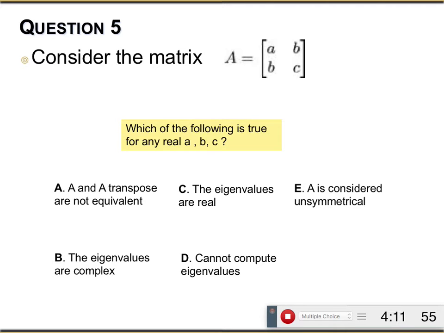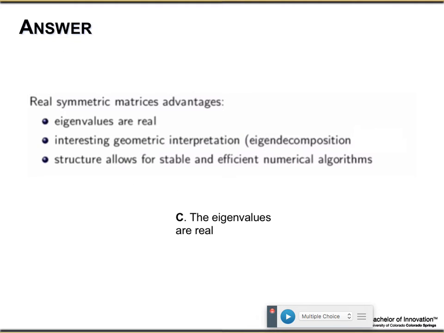Okay, most people now have the answer to this. Real and symmetric. I asked you a question earlier about how many fixed directions there were. That matrix was symmetric and real. You could solve that one without computing eigenvalues by saying, look, it's a real symmetric matrix. For real symmetric matrices, the eigenvalues are always real. They have this eigendecomposition representation, and they allow for stable, efficient numerical computation. So C was the correct answer for that one.